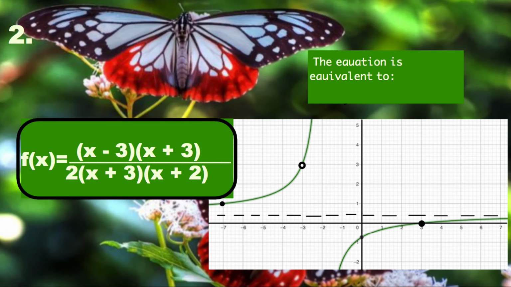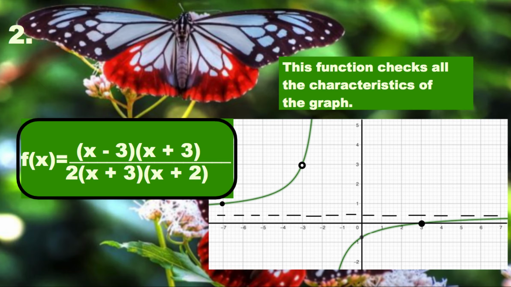When simplifying, the equation is equivalent to f of x equals the quantity x minus 3 times the quantity x plus 3, everything over 2 times the quantity x plus 3 times the quantity x plus 2. This function checks all the characteristics of this graph.